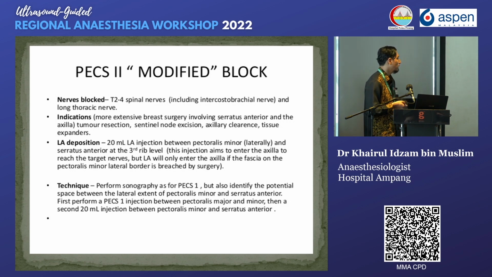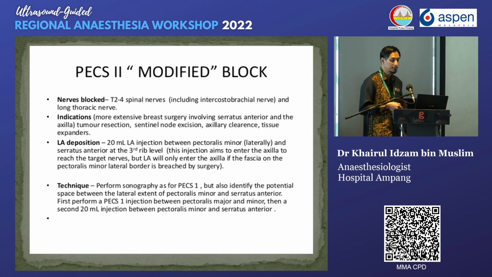Okay, so we inject this LA between PEC minor and serratus anterior at the third rib level. This injection aims to enter the axilla to reach the target nerves, but LA will not enter the axilla if the fascia on the pectoralis minor lateral border is breached by surgery. So post-operatively can be challenging if you perform PECS. So ideally, we need to perform the PECS block pre-operatively.